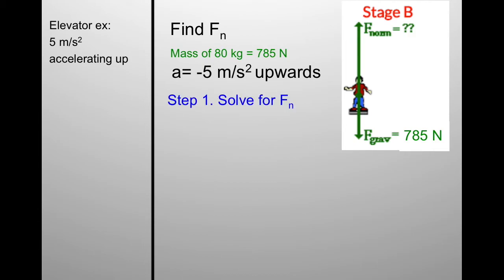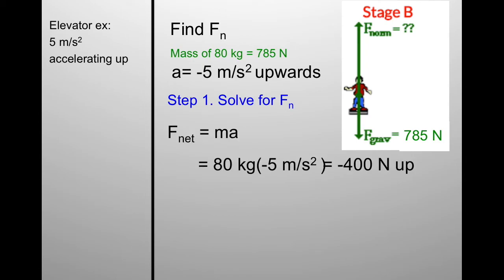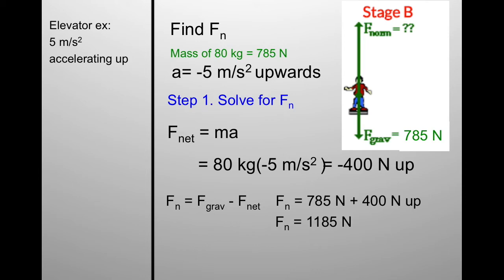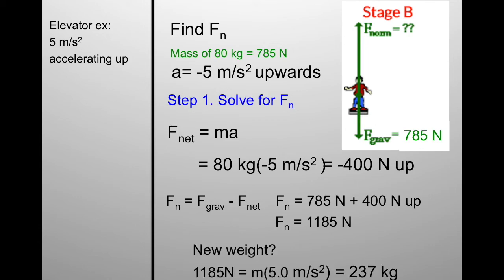Step 1 would be to solve for the normal force. We would use F equals ma, plug everything in, and you would get a total of negative 400 newtons going up. When we find the normal force, we just have to subtract, so I have 785 minus negative 400 newtons up. When you are subtracting a negative, you get a positive 400 newtons up. So you would add the two figures and you get a total of 1,185 newtons. The new weight would then be F equals ma, and your total would then be 237 kilograms.